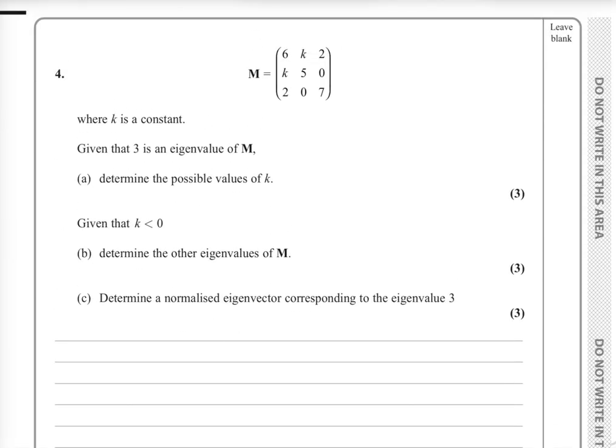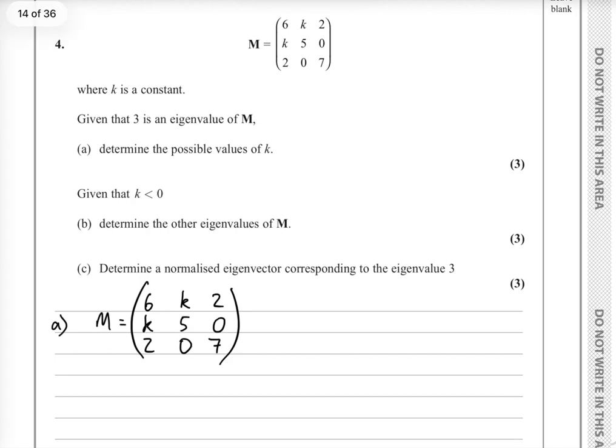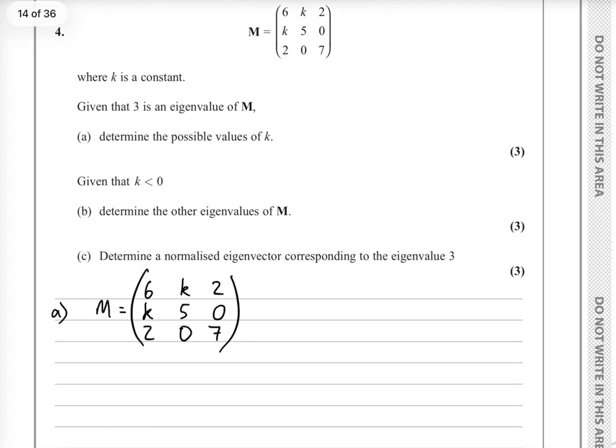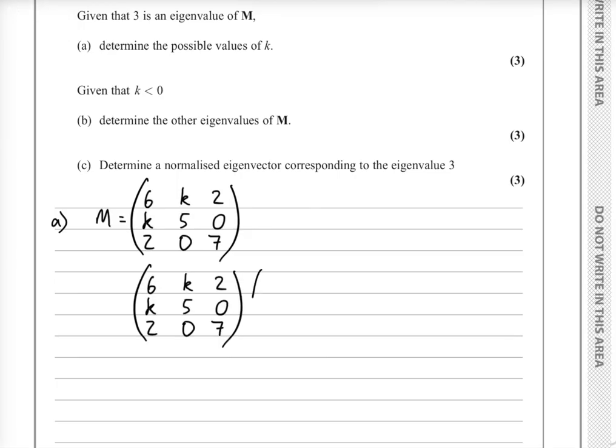Here we have matrix M, where k is a constant. Given that 3 is an eigenvalue of M, determine the possible values of k. Different ways to do this. What I'm going to do is just take that matrix and multiply it and make some equations. So this matrix multiplied by x, y, z must equal 3 lots of x, y, z.